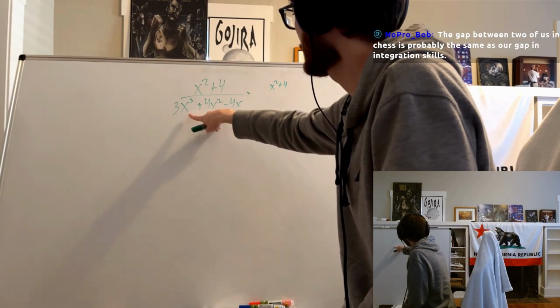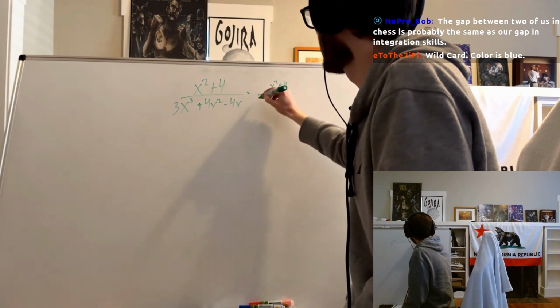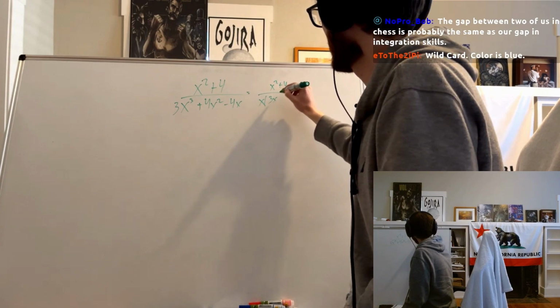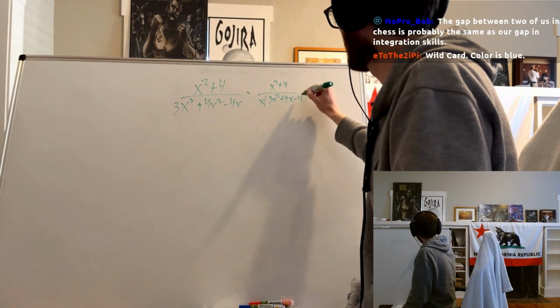I see all the terms here have an x, so let's bring the x out front. So we get x times 3x squared plus 4x minus 4.